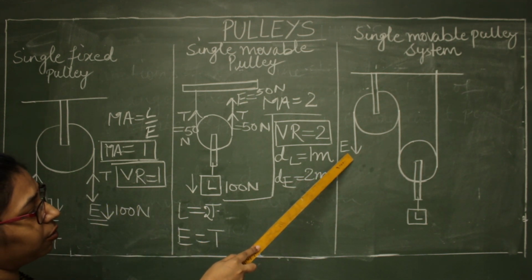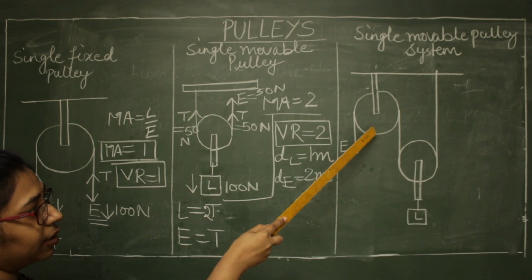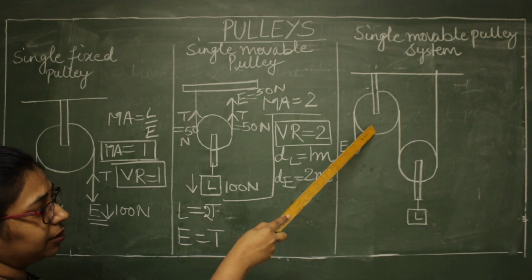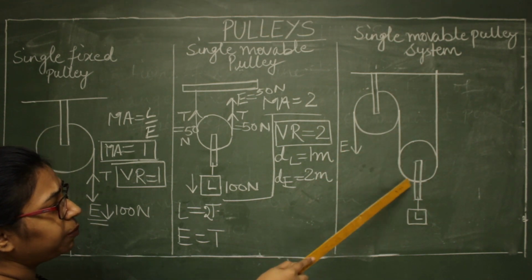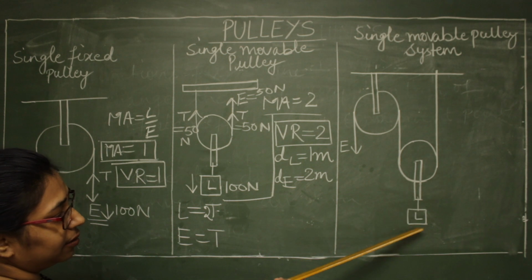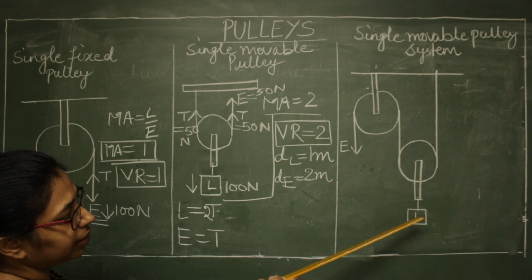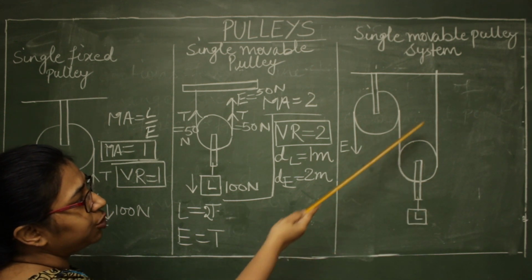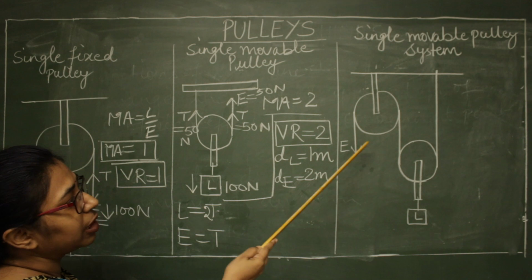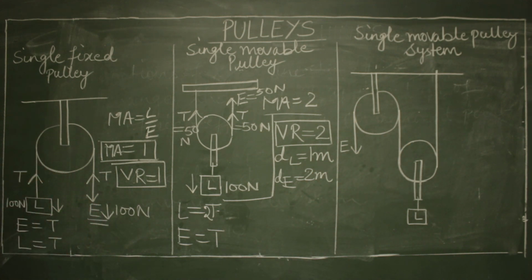You can see clearly over here that effort is applied in the downward direction. This we have obtained from the fixed pulley part, and the movable pulley has the load, and this load is also movable. Now this is supported by two strings, and therefore the mechanical advantage of the single movable pulley system will be 2, which is more than 1, and hence it can be used as a force multiplier.